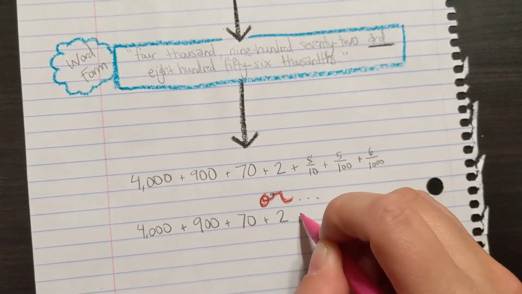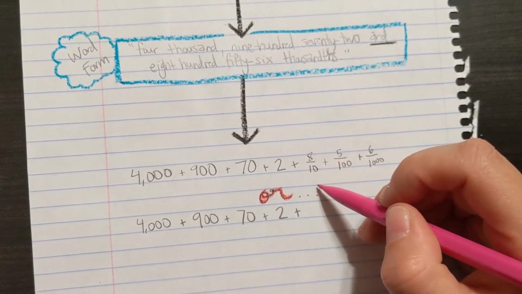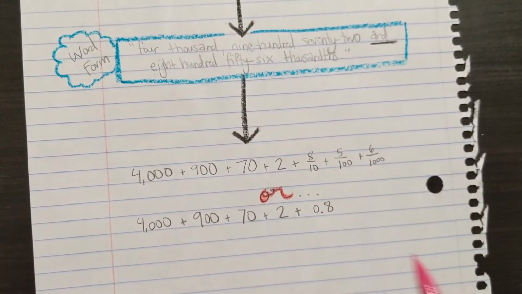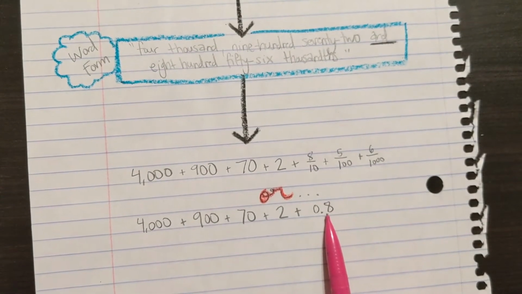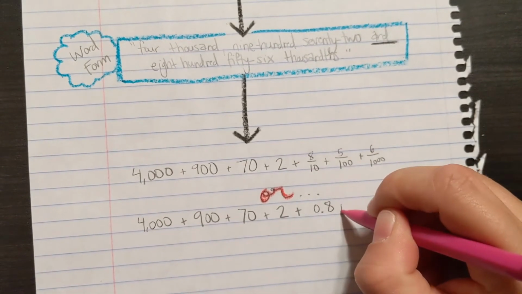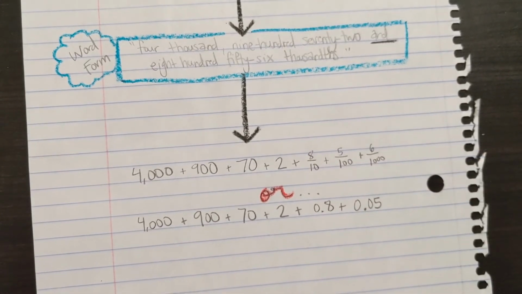And what changes here is that it's not 8 tenths as a fraction, but you write 8 tenths as a decimal, which looks like this. We had that lesson yesterday. 0.8 means no wholes and 8 tenths. The next one, how do you write 5 hundredths? It is written like that.